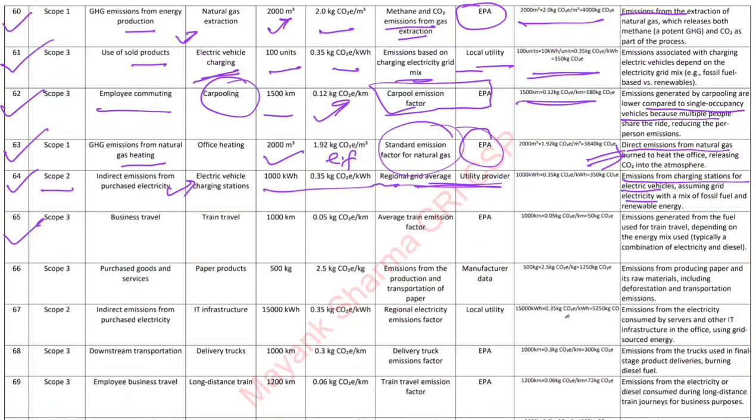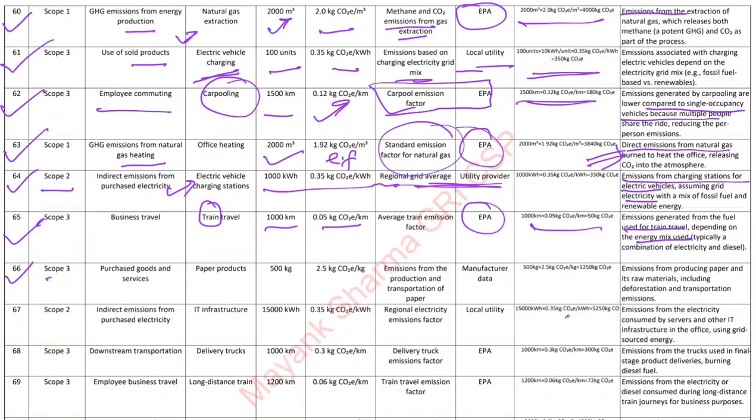Scope 3, again business travel. Very good example of using trains. 1000 kilometers distance, and the emission factor is in EPA for train emission factors. And there is a calculation where we see emissions are generated from fuel. Okay, basically when we travel through train, there is fuel burning, depending upon the energy mix. Let's say in the train we are burning the fuel plus renewables also. We can think about the mix actually.